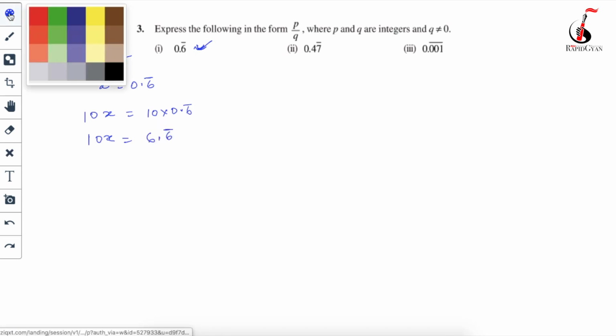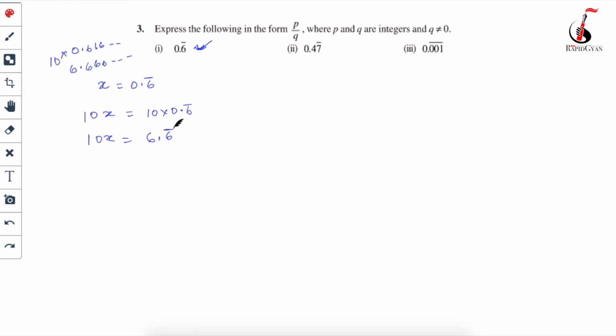After that, if you remember, I have told you that now you will have to split this number in two numbers such that their sum will become 6.6 bar. So how are you going to split? I have told you, in order to split this number, you will have to subtract your x from this number. So it's 6.6 bar. If you are going to subtract 0.6 bar from this, what will you get, beta? You will get 6, correct?